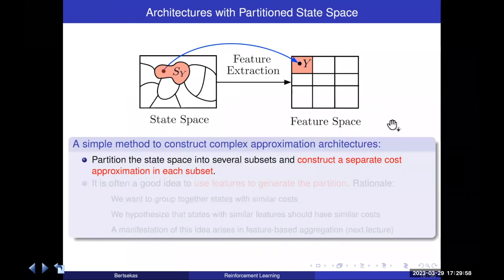Okay, so let me also mention another kind of architecture, how to construct complicated approximation architectures using simpler architectures. One way to do that is to partition the state space into several subsets and construct a separate cost approximation in each subset. Depending on the character of the state space within each set of the partition, you tailor the approximation accordingly. An interesting idea here is to generate this partition by using features. It's possible to have a regular partition, but that's not very good. It's important to have a partition that's intelligent so that you don't have too many sets in the partition. One way to do this is to use features. In feature space, you use a regular partition, which induces an irregular partition in the state space.